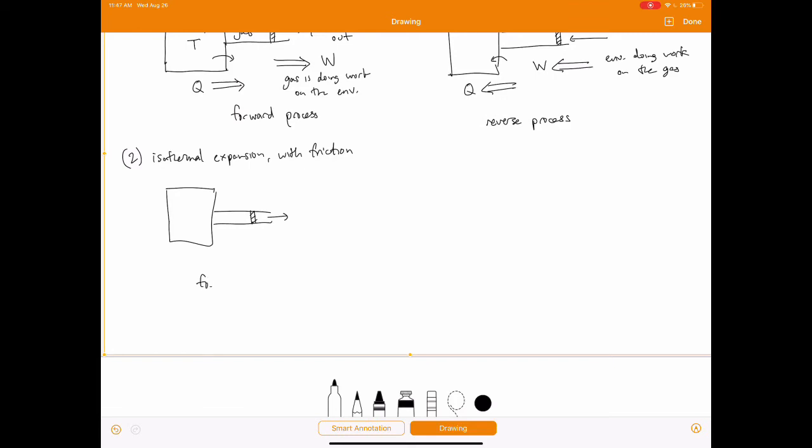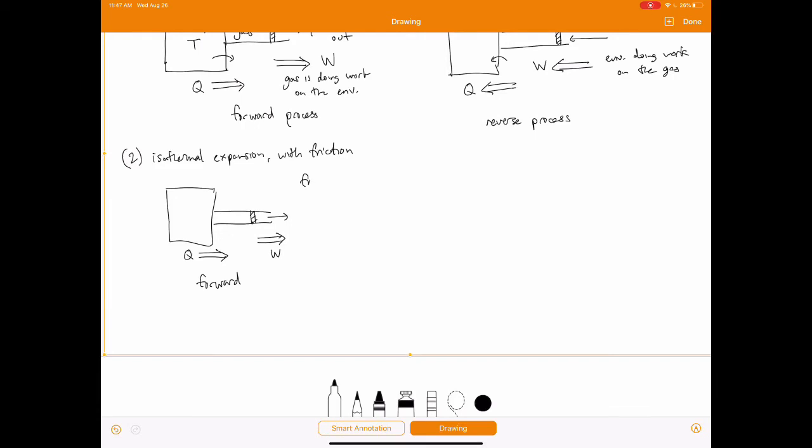So this will be the forward process. And just like before, of course, we have some heat flowing from the heat bath into the gas. And the gas is doing some work on its environment. But there's one other thing that's going on that wasn't going on before. There's friction between the piston and the walls of the cylinder, which is generating heat.